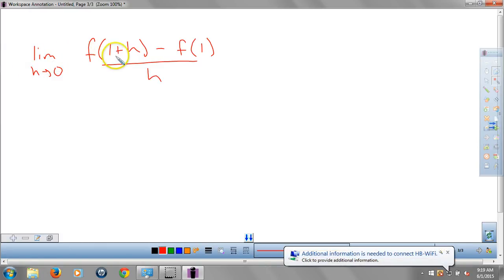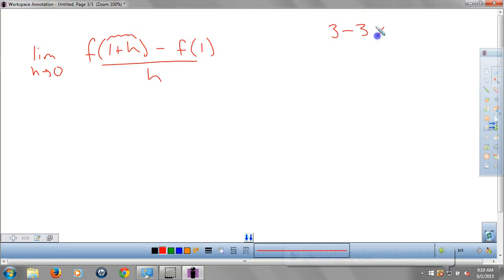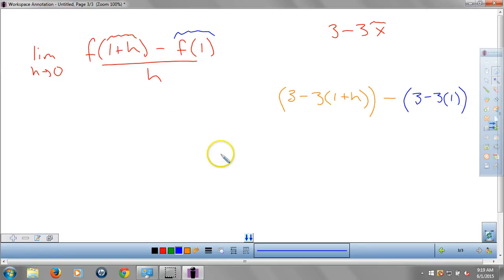Okay? So that means wherever we see a 1 plus h, we plug it in for x on this equation. Okay? So we go 3 minus 3 times 1 plus h. I'll put big parentheses around just so you guys kind of see what I'm doing. Minus when we plug in 1 for x. Right? And that whole thing is over h.